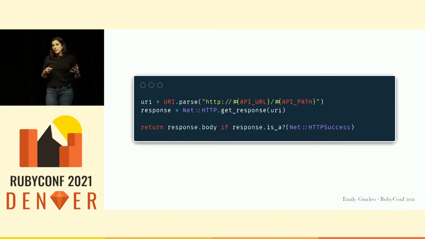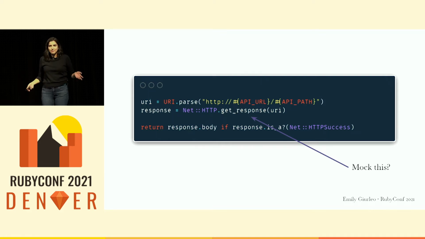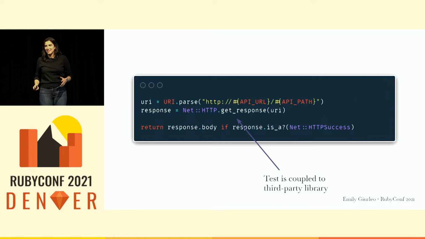Now, when I was going to mock this code, I was thinking to myself, how should I mock it? How should I approach this? And I thought, maybe I should mock this method, the method that's actually making the network request. Does that seem like a good idea? I'm going to say no. I got some, I don't know, from the crowd. And I'll tell you why I don't think that's a good idea.